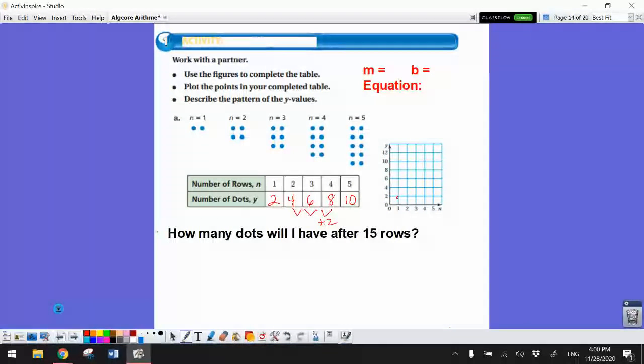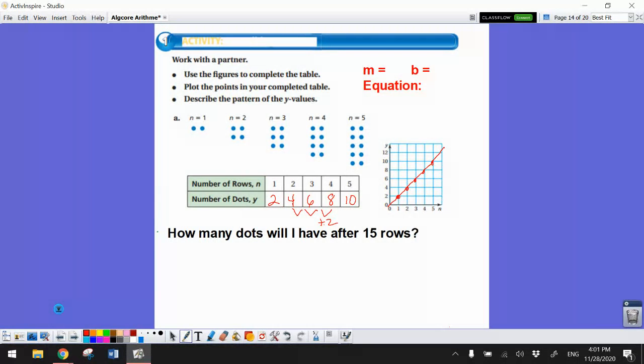So 1, 2, and 2, 4, and 3, 6, 4, 8, 5, 10, and this is making a line. Okay, this is making a line.